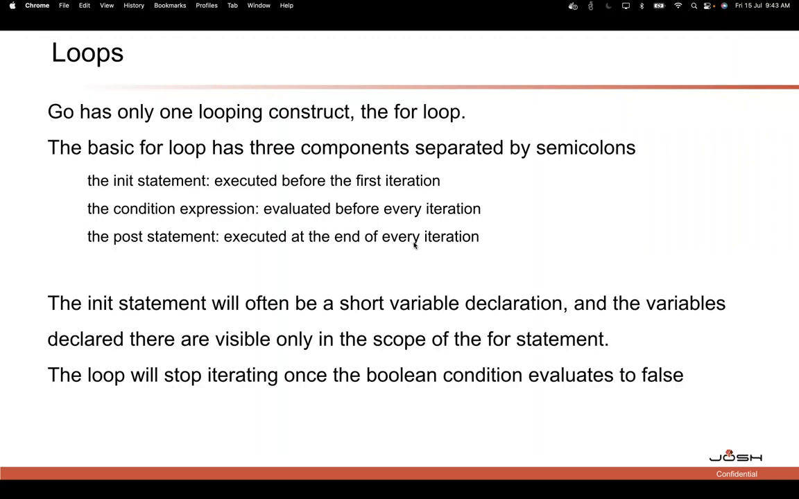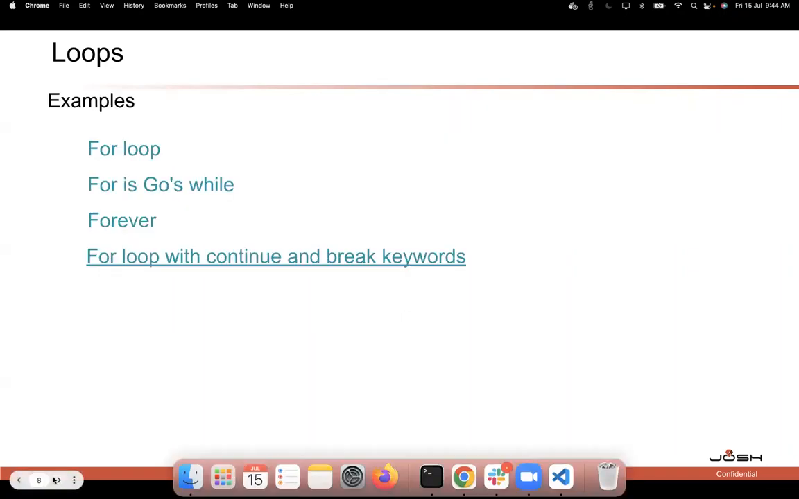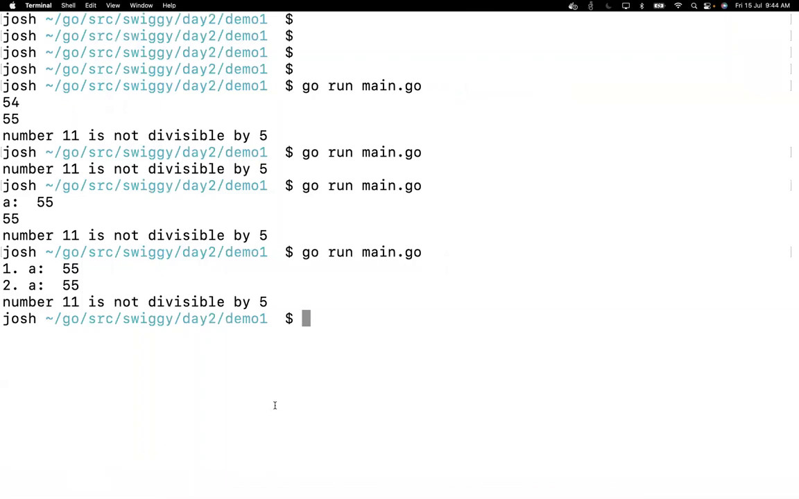And the loop will stop iterating once the boolean condition evaluates to false. So we are giving some condition in the second statement, and when that condition becomes false, the loop will stop iterating. Okay, let's see some examples of the for loop.